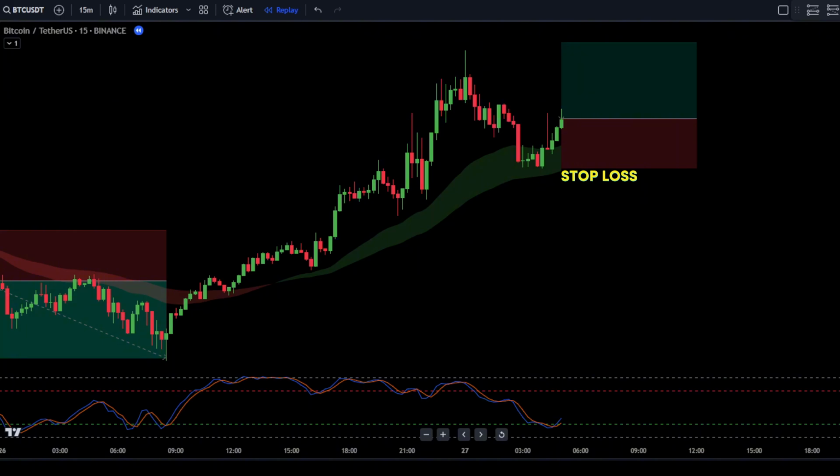Place the stop loss at the most recent swing low. Use a take profit target with a risk to reward ratio of 1 to 1.5.